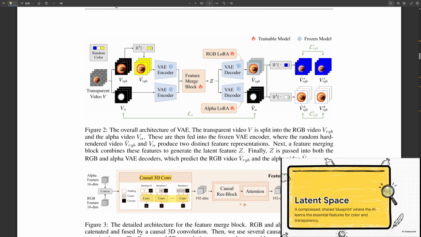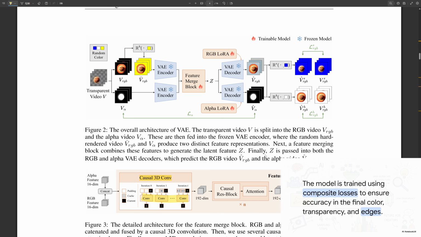That shared understanding I mentioned lives in something called the latent space. The easiest way to think about it is like a super compressed blueprint. Instead of having one blueprint for the colors and a separate one for the transparency, the AI creates a single, highly efficient blueprint that has all the essential information for both baked right in. It's this unified approach that makes the final result look so good.